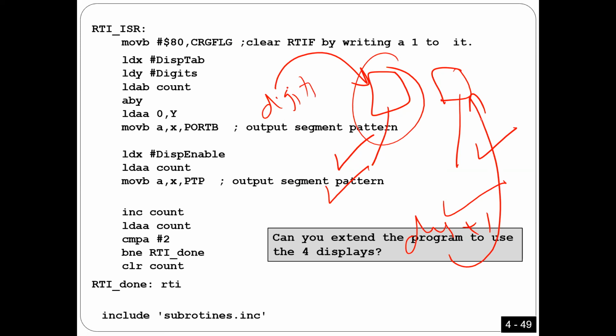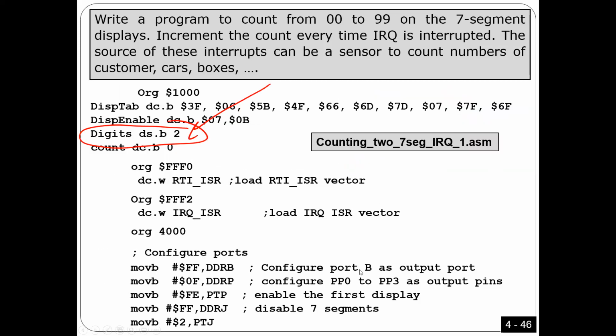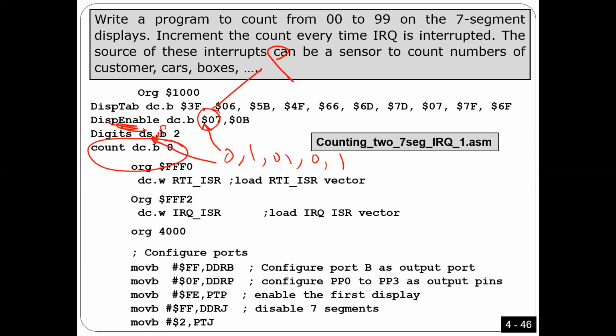Again, how can you do that? I already explained the idea. The idea here is I'm going to use what I'm calling count. So I have here count. This count should take the pattern 0 1 0 1 0 1 and so on. So in one interrupt, if you add 0 plus the beginning address, I'm going to get this one, and then I'm going to send it to port P, right? Also 0 plus this one, I'm going to get the first digit.